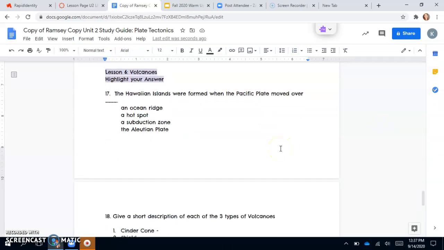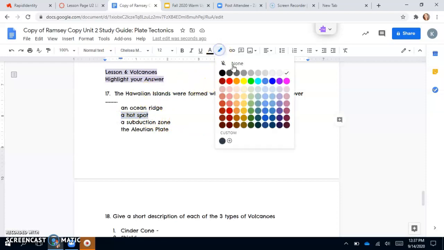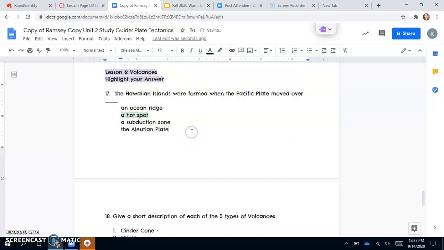All right, so moving on to lesson 6, which is volcanoes. Number 17 says the Hawaiian Islands were formed when the Pacific Plate moved over... The answer here is a hot spot. So hotspot volcanoes are different because they're not found at subduction zones. Remember, normally subduction zones are the location of many earthquakes and also trenches and volcanoes. Hotspots occur in the middle of a plate, so they're not occurring where 2 boundaries meet.